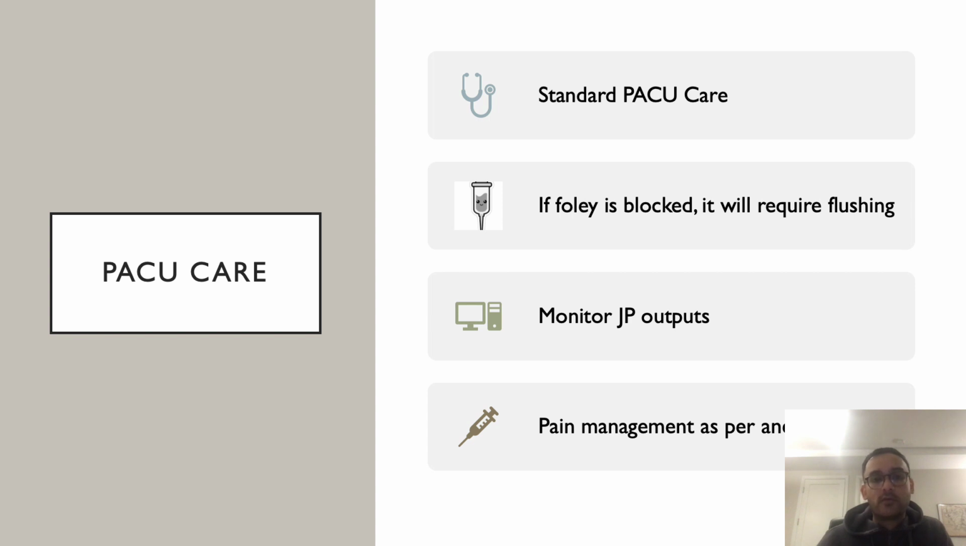In terms of PACU care, standard PACU care, there are no special considerations for these patients. If the Foley is blocked, it may or may not require flushing. The urine output is typically light pink. That's quite normal. We monitor their JP outputs and their urine output and their pain management as per our anesthesiology colleagues.